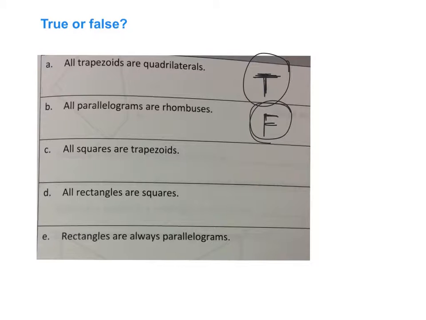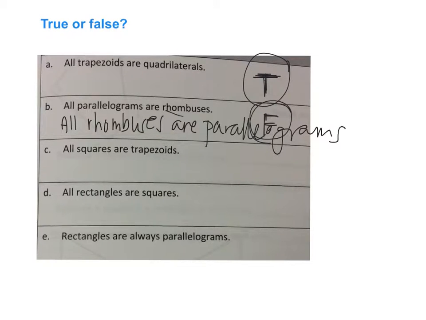Anushka? All rhombuses are parallel. Ooh, yeah, we could say all rhombuses are parallelograms. See how if we switch these two words around, then it becomes true? Very good. Okay, true or false? All squares are trapezoids. False. How could we change that statement to make it true?